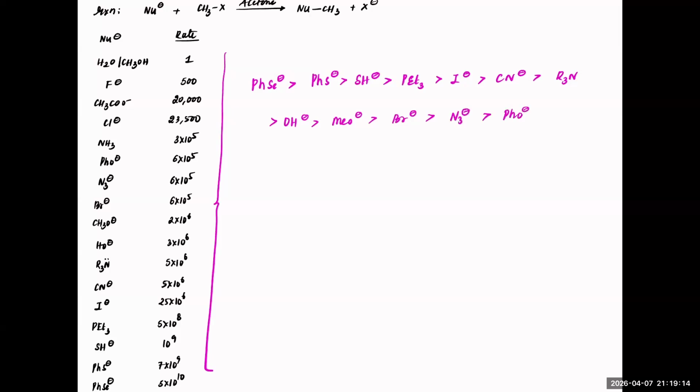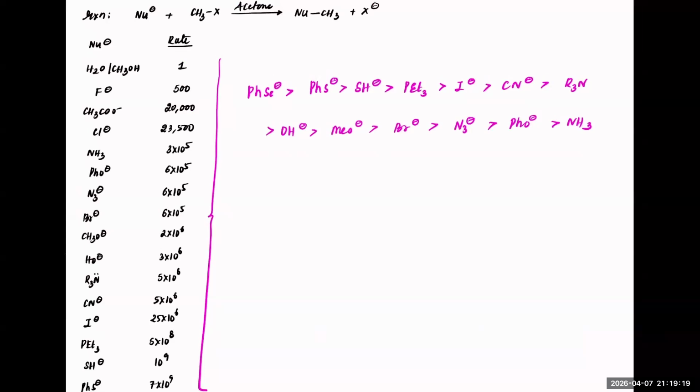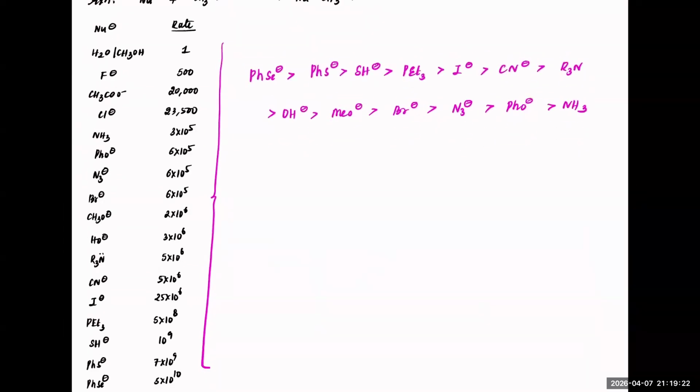PhSe minus will be a stronger nucleophile than PhS minus, then SH minus, then PEt3, then I minus, then cyanide, then R3N, then OH minus, then methoxide, greater than Br minus, N3 minus, phenoxide, ammonia. Okay, this part you should know. Clear, everybody?